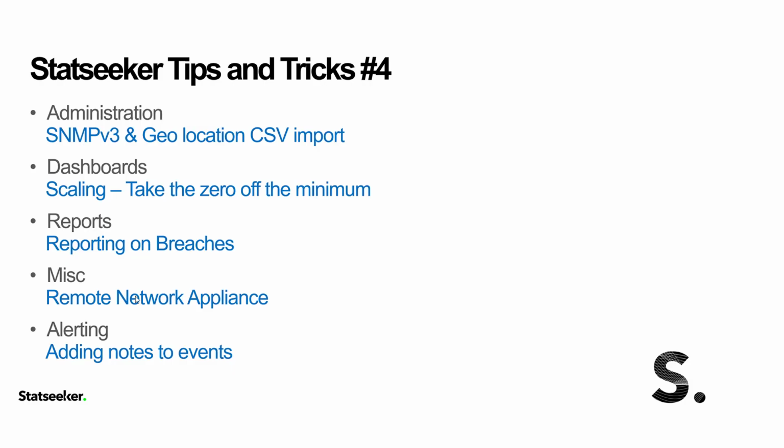Onto the remote network appliance. StatSeeker's RNA is a platform that you can deploy in areas of your network that are walled off from monitoring by your StatSeeker server. The RNA is deployed as a bootable USB or a virtual disk, and then it runs entirely in memory, so it can be deployed pretty much anywhere without affecting the host OS.